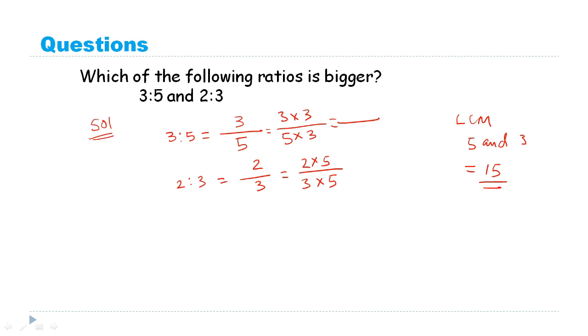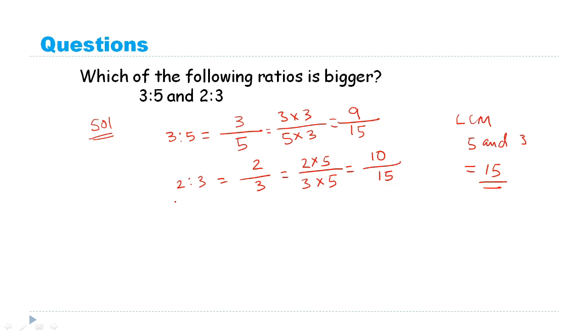So the fraction will become 3 3s are 9, 5 3s are 15, 2 5s are 10, 3 5s are 15. Now you tell me which one is bigger. 9/15 is bigger or 10/15 is bigger? Then you will say that 10/15 is bigger. It means 2:3 is bigger.